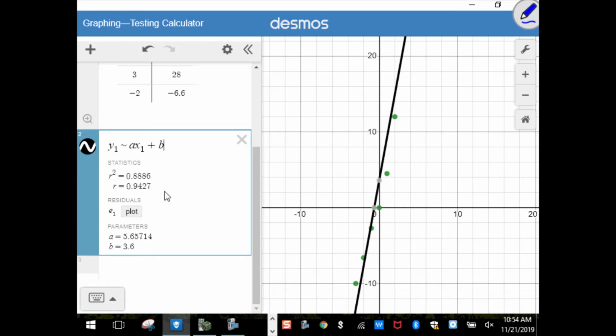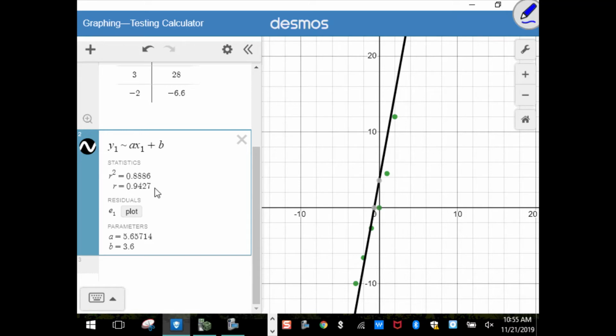Nope, that's for a circle. For a line, what does R represent? Correlation coefficient. Remember how we were talking about the strong versus weak thing? This right here. Don't worry about R squared. R squared is completely irrelevant. The R here is telling you what the correlation coefficient is.